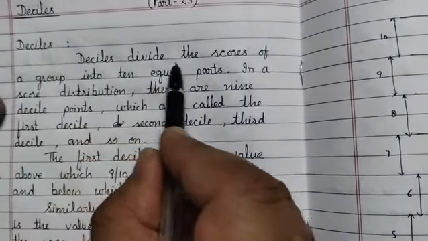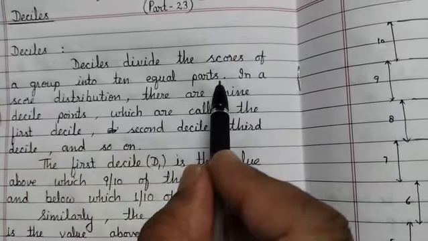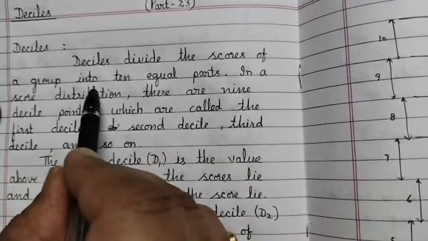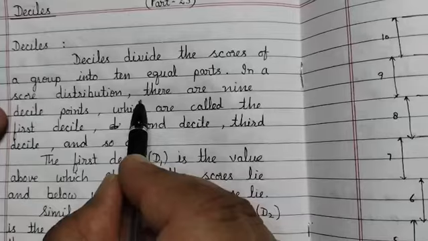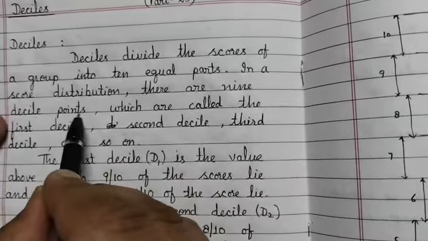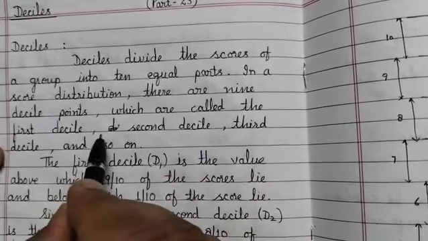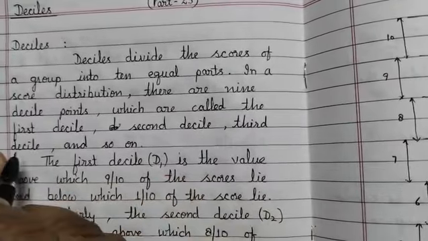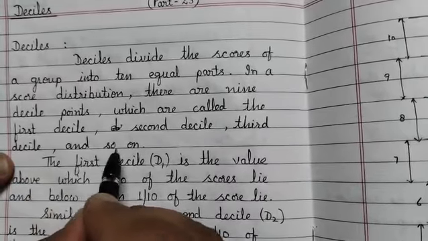Deciles divide the scores of a group into 10 equal parts. This is very important: a group is divided into 10 equal parts in a score distribution. There are 9 decile points, which are called the first decile, second decile, third decile, fourth decile, fifth decile, and so on.